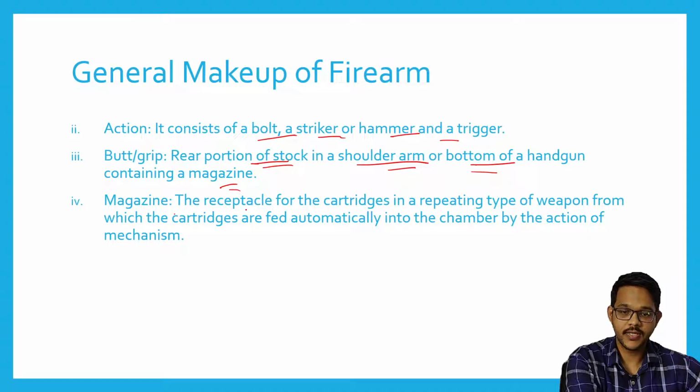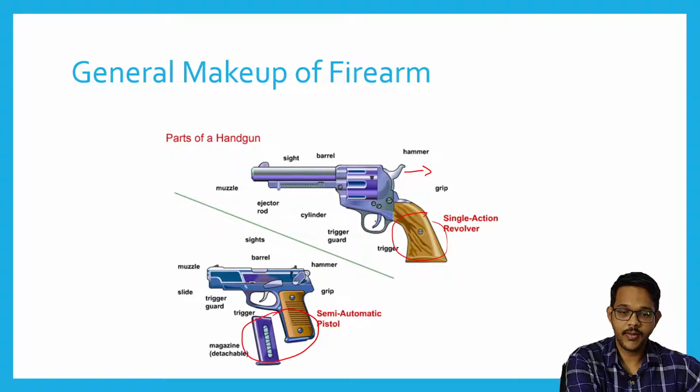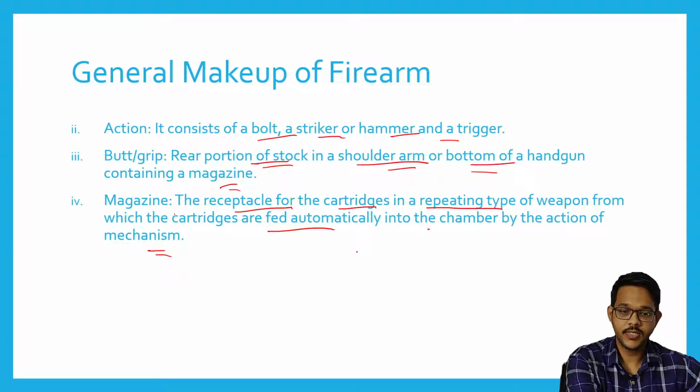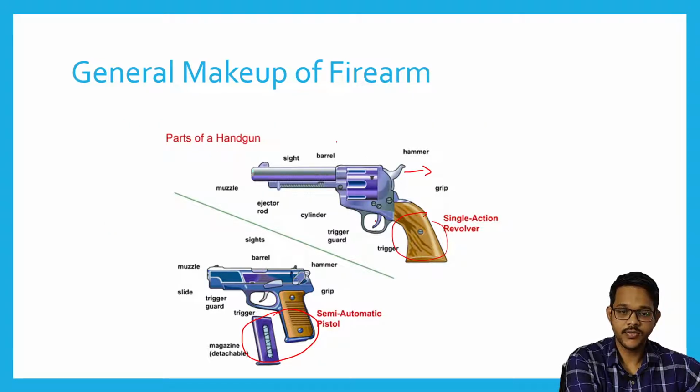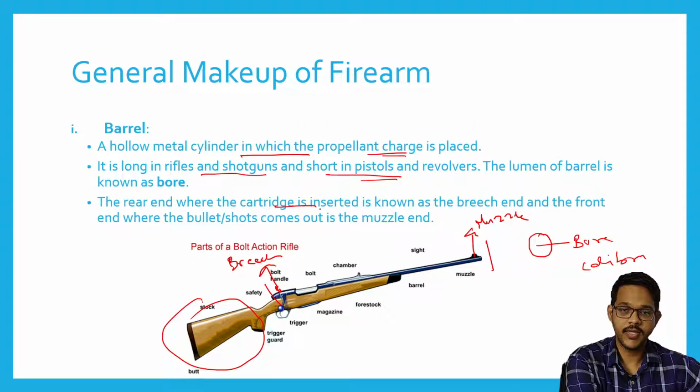Next is a magazine. The magazine is a receptacle for the cartridges in a repetitive type of weapon, from which cartridges are fed automatically into the chamber by the action of the mechanism. So magazine is the assembly of cartridges which is placed inside the grip, mainly in the repetitive type of weapon, which feeds the cartridge automatically into the chamber of the gun. So these are the four main parts of any rifle.